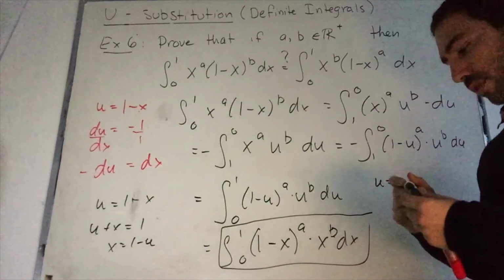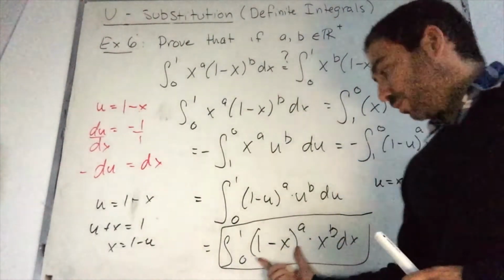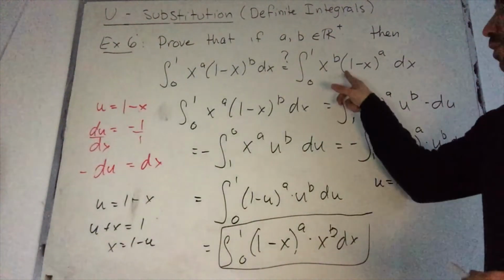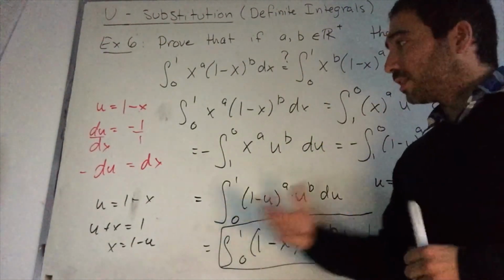It's written in the wrong order, but you're multiplying, so it doesn't matter. When you're multiplying, it's commutative. 2 times 3 is the same as 3 times 2. So we get back what we started with. Okay, so this is the proof.